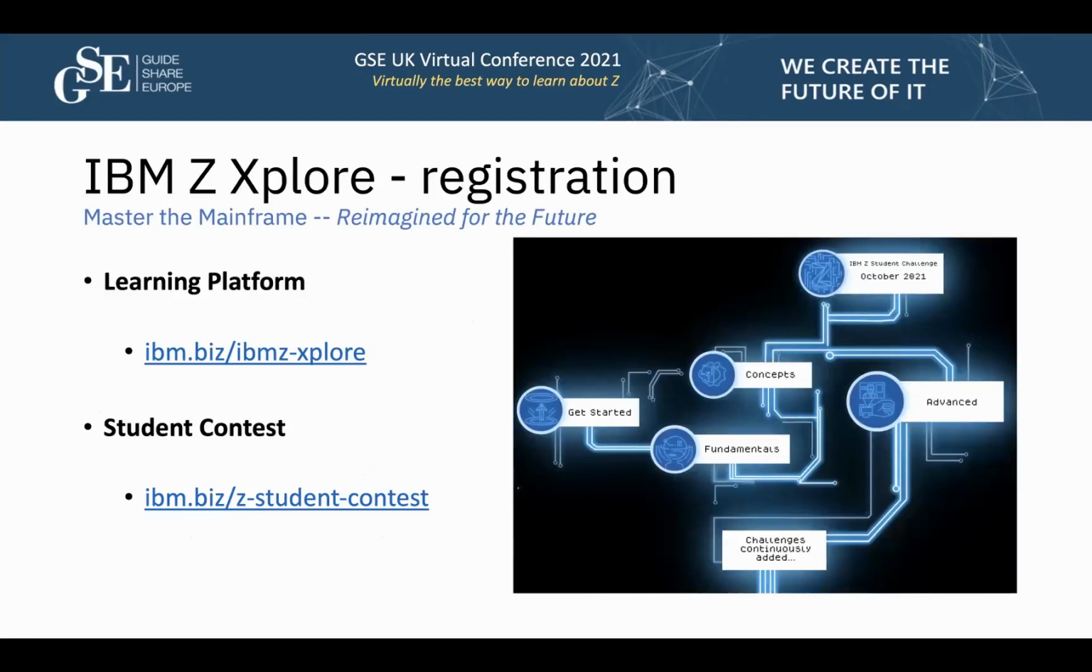The registration, how can you register? Well, of course, we have a landing platform, which is ibm.biz/IBMZ Xplore. And the student contest can be found within the IBMZ learning platform as a tile on the top. And there is a direct URL, ibm.biz/Z student contest. And I think that Ross will show you in a minute how the landing platform works, and give you a little bit of interaction, so you have a good idea how it works.